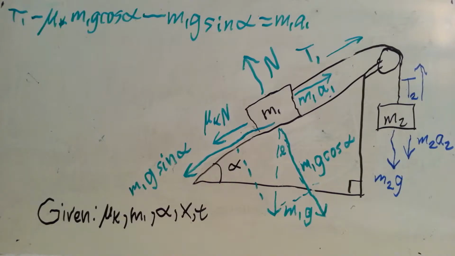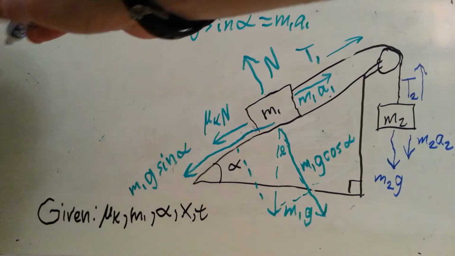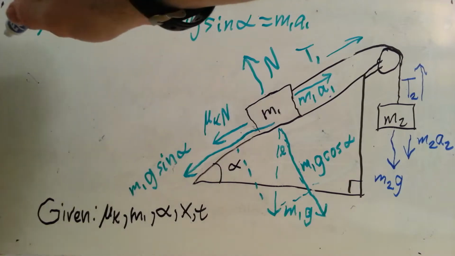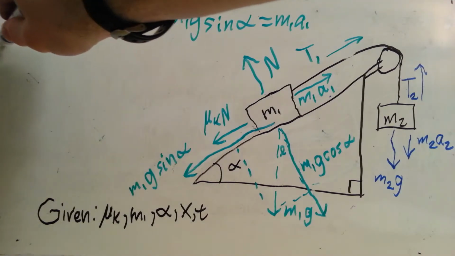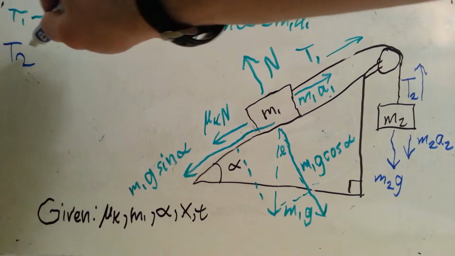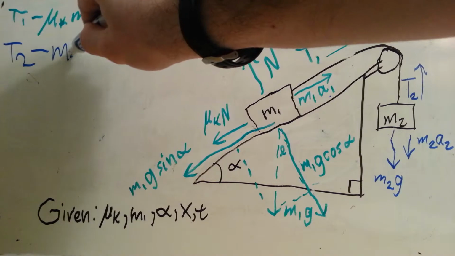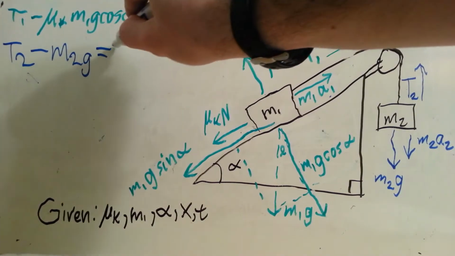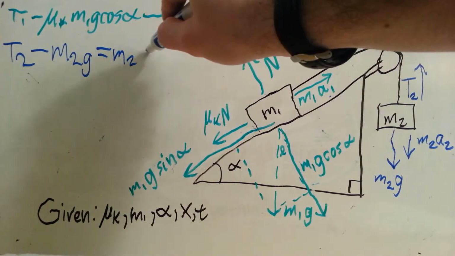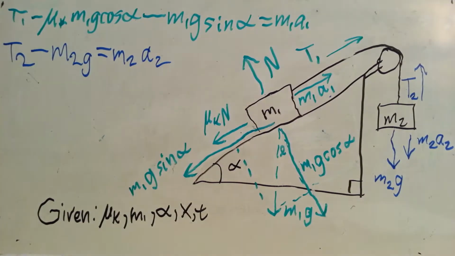Okay, that lets us write our second equation. This one is going to be T2 minus m2g is equal to m2a2. It's a lot nicer than our first equation was looking. Okay, but once you have the equations, you're all set, because now you just have to figure out.